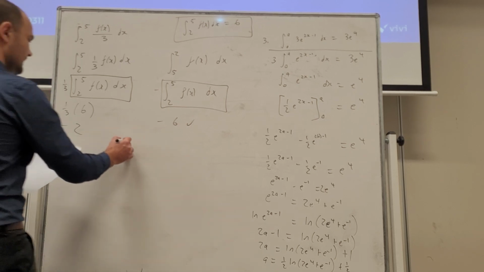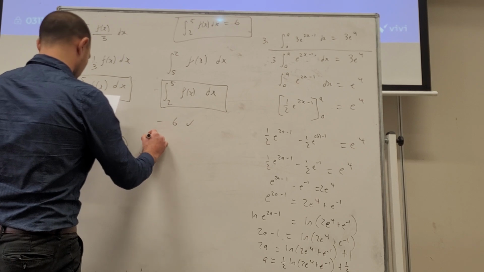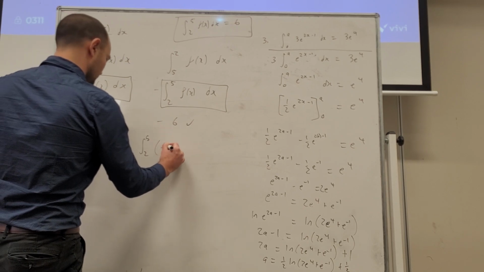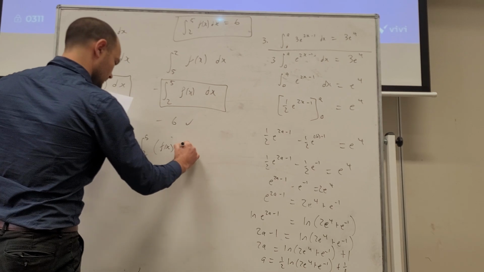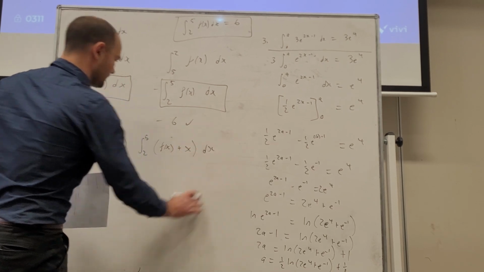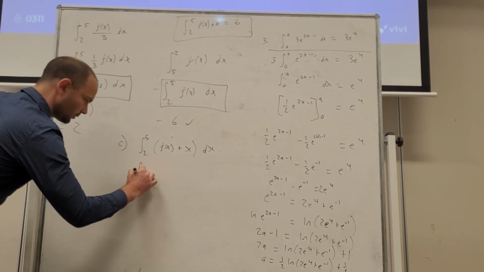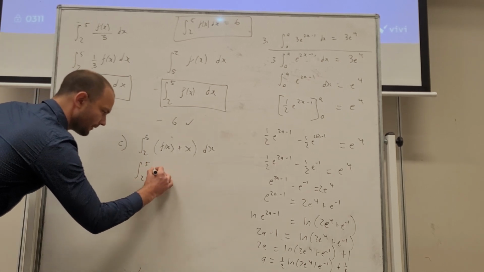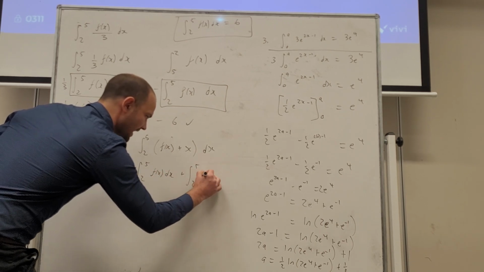Okay, then on to C. Now I asked a question like this in last year's test, and it did stump a few people. But when you see how it's done, you'll see this bit of cheese. Okay, so integral from 2 to 5 of f of x plus x. All we have to do here is split the integral. All right, integral from 2 to 5 of f of x plus integral from 2 to 5 of x.